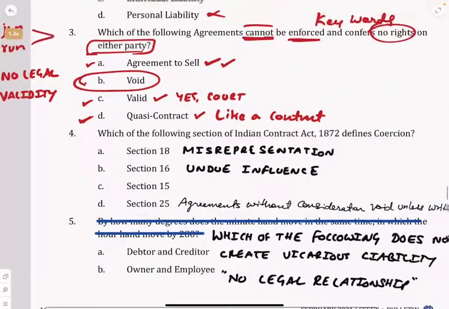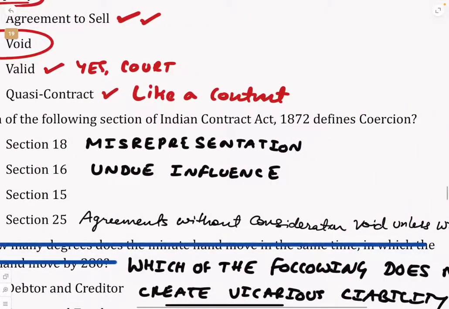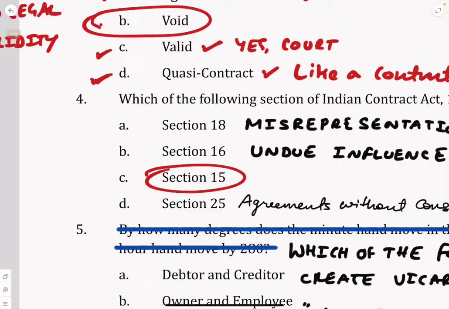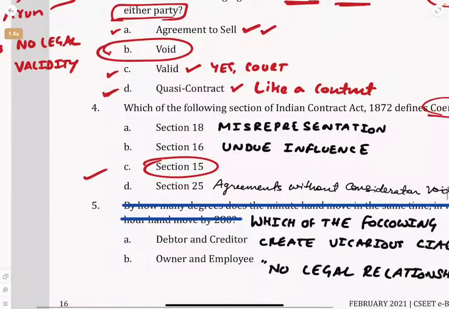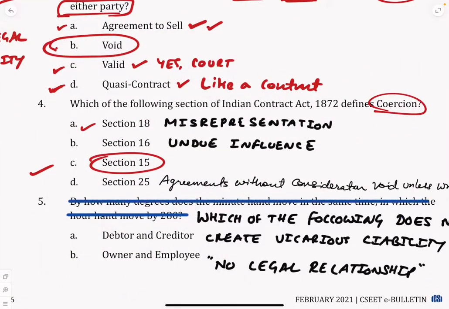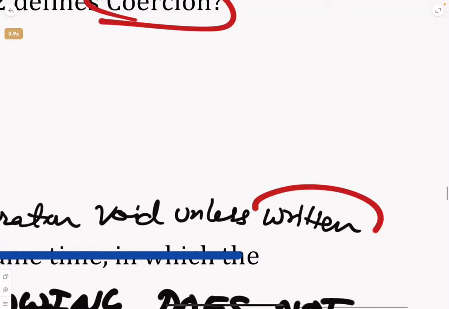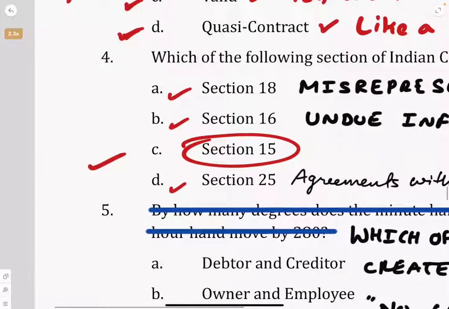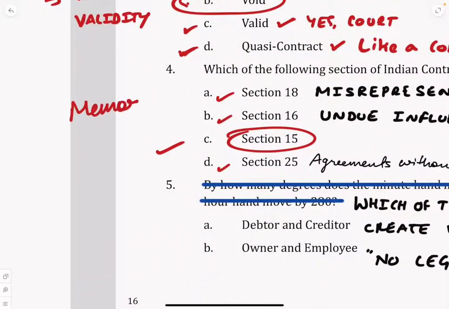Next question, which is a memory related question. Which of the following section of Indian Contract Act defines coercion? See, the answer is section number 15, coercion, but it is a complete memory test, so you should know the other things also. Misrepresentation is section 18, undue influence is section 16, section 25 is agreements without consideration is void unless it is written. This is what we have studied in the video classes also. So that is section 25. So this is a memory question, but you should know this.